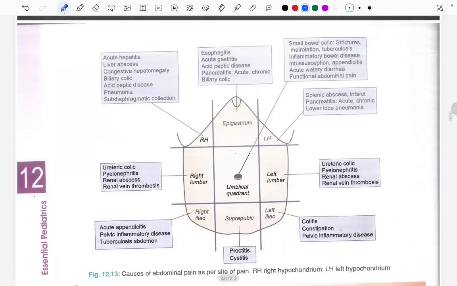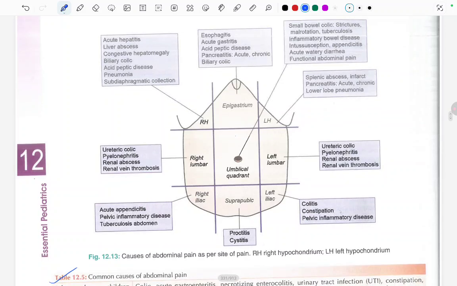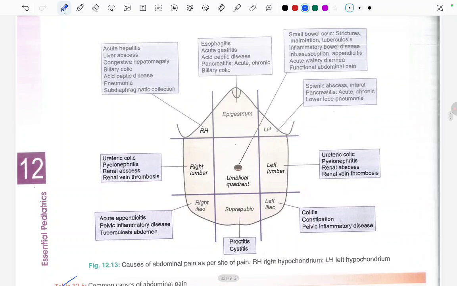This was the first condition that we read, and let's read about this now. Causes of abdominal pain as per the site. If there is epigastric pain, its causes can be esophagitis, acute gastritis, acid peptic disease, pancreatitis, acute or chronic, and biliary colic. So these were the differential diagnoses if epigastric pain is present. If there is pain in the umbilical quadrant, it can be small bowel colic, strictures, malrotation, tuberculosis, inflammatory bowel disease, intussusception, appendicitis, acute watery diarrhea, and functional abdominal pain. All these present in the umbilical quadrant.